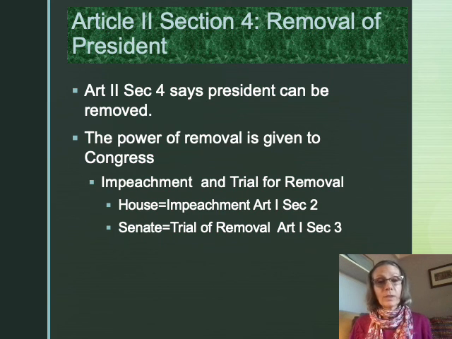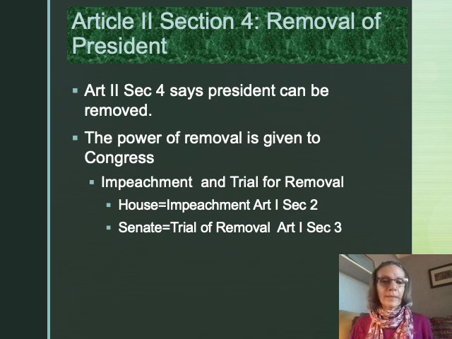Bill Clinton was impeached, but not removed. Andrew Johnson was impeached, but not removed. Clinton was impeached because of the Monica Lewinsky scandal. And then President Trump was impeached twice, but he was obviously not removed from office. So a lot of times students are like, impeachment, what is it? What is the difference between what the House does and what the Senate does? And the way I like to explain it to my students is this way.